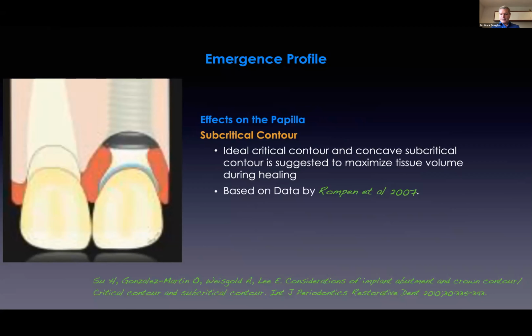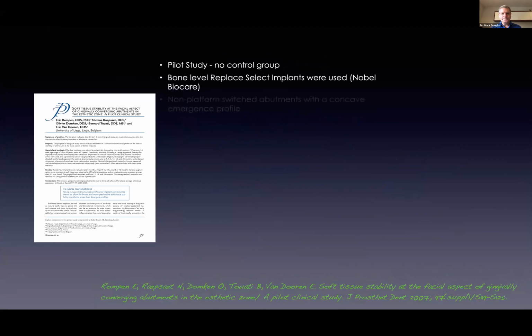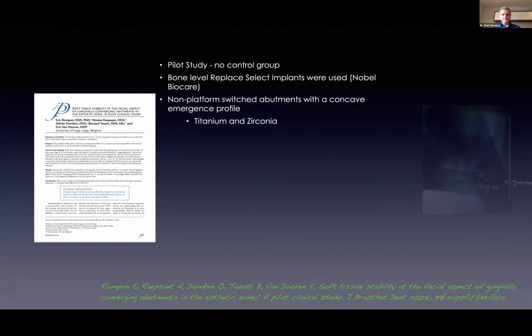Now, this wasn't anything that they did. This was based on a study by Rompin in 2007. And this is the study. And so again, this is a pilot study, a pilot clinical study. They had no control group. They used bone level replace select implants, non-platform switched abutments, and they had a concave emergence profile. They used implants made out of titanium and zirconia.